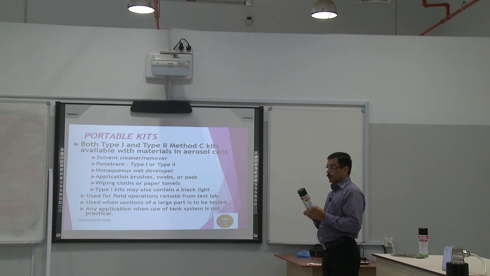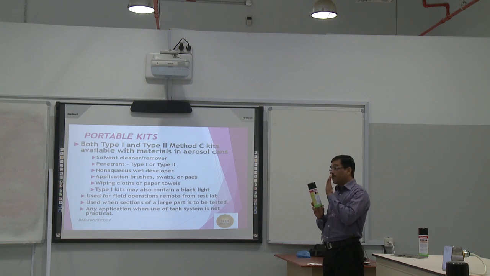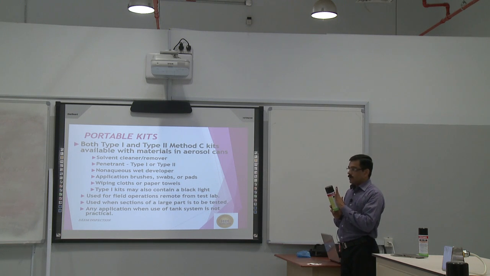Yes, this is type 2. For type 1 we need a fluorescent lamp. The difference is, it is the same liquid, the same bottle, but the liquid will not be visible. That is a fluorescent penetrant, a different penetrant.